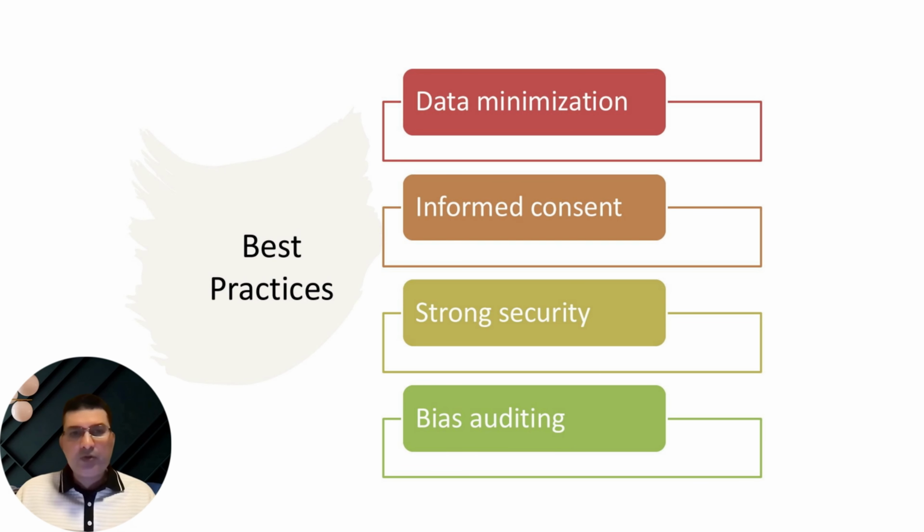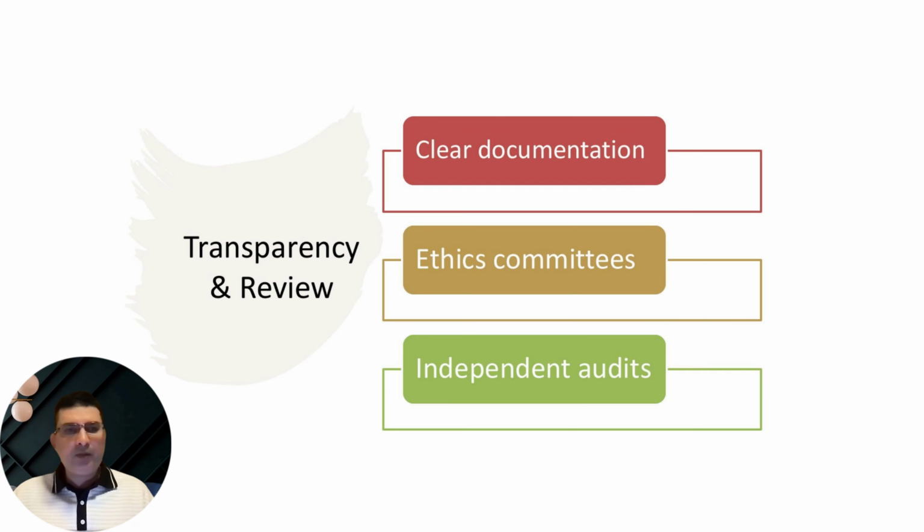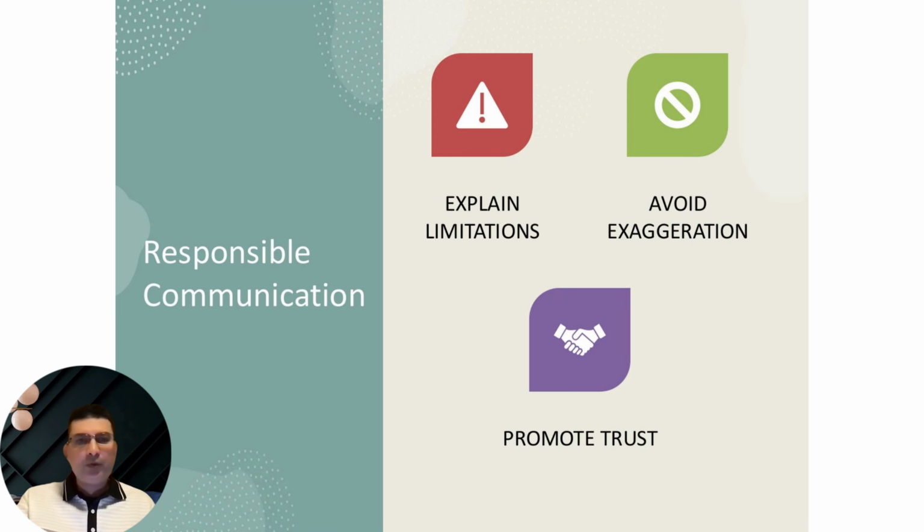3. Secure infrastructure. Use encryption, access control, secure servers, regular audits. Security is part of ethics. 4. Bias auditing. Regularly test models for demographic bias, performance gaps, disparate impact, fix problems early. 5. Transparency. Document data sources, cleaning steps, assumptions, limitations, open methods, build trust. 6. Ethics review. Use institutional review boards, ethics committees, peer review, independent oversight matters. 7. Responsible communication. When you publish, be honest, be clear, be cautious, be humble, do not oversell.